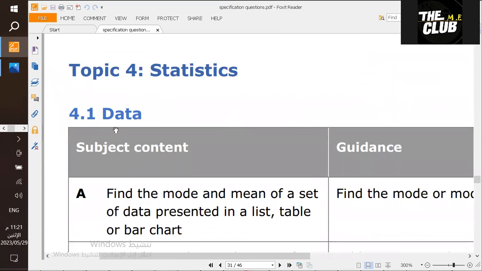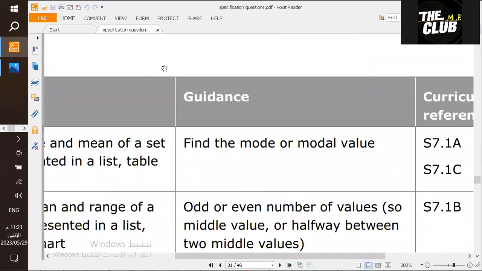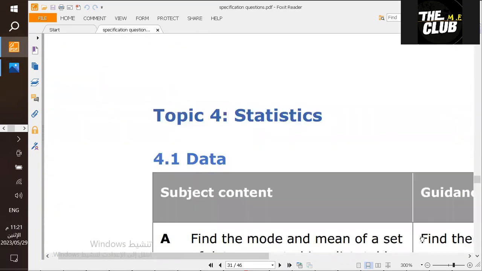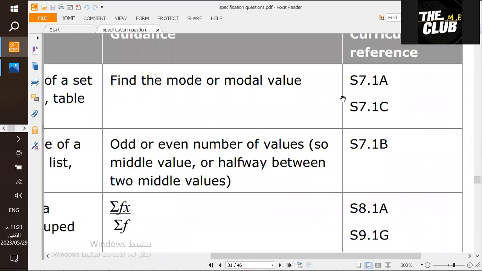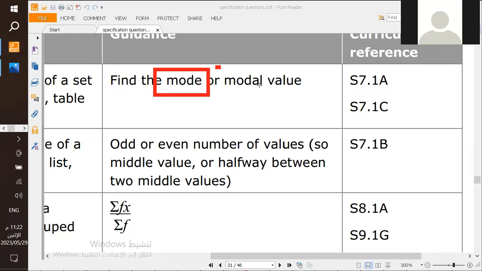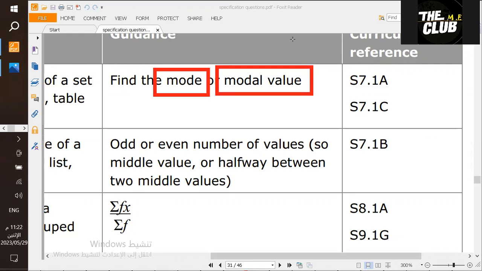Now, we're going to talk about data here. Find the mode and modal values. Remember this, right? What's the meaning of mode? Mode, or modal value. Now, our problem is what? We memorize and we don't understand. We memorize, but when a slightly different question comes, we get stuck. Because we memorize, we don't understand. The one that is most frequent. Yes, most frequent. So mode means most frequent.